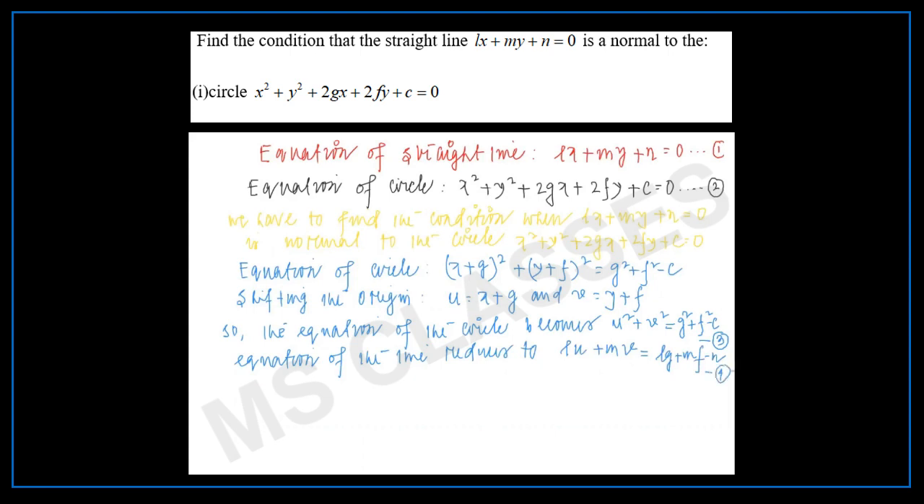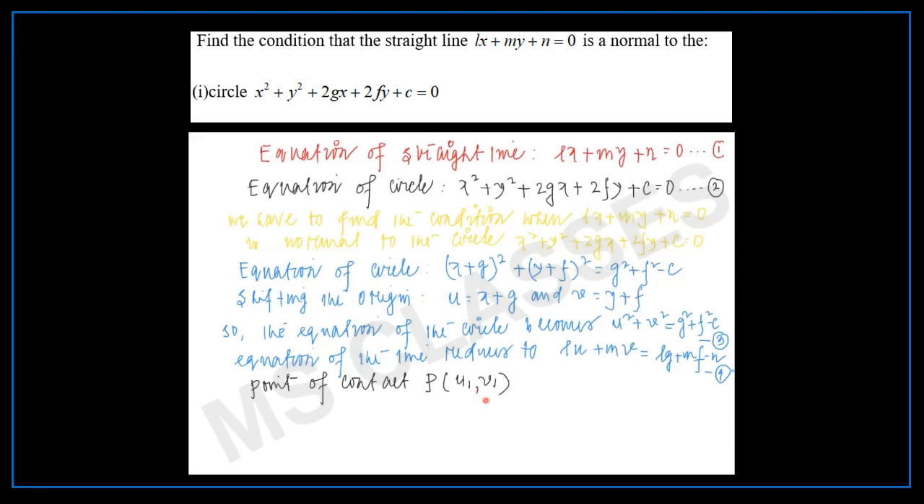Now we take a point of contact, because we have the equation of the circle and the line, which should be normal. At first we try to find the equation of the normal to the circle. For that we need a point of contact. So we take the point of contact on the circle as some P(u1, v1). To get the equation of the normal, we need the slope of the normal. So at first we find the slope of the tangent at the point of contact.